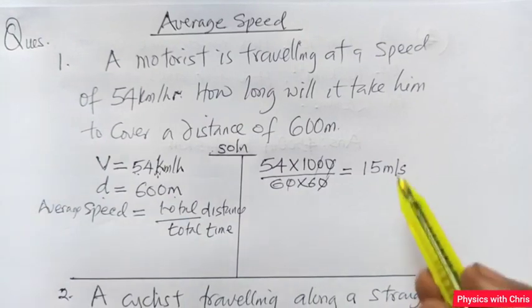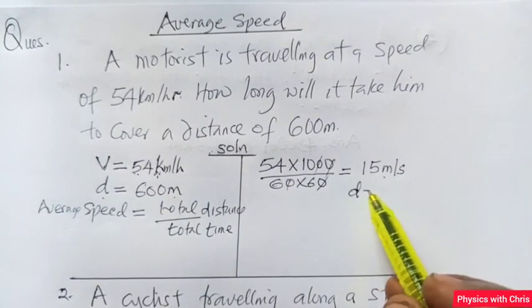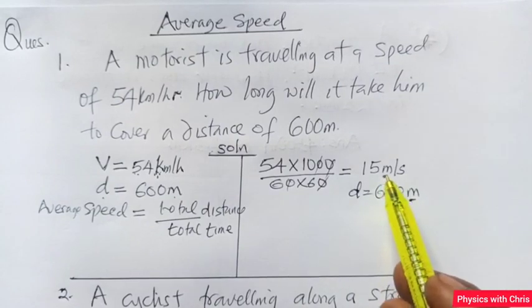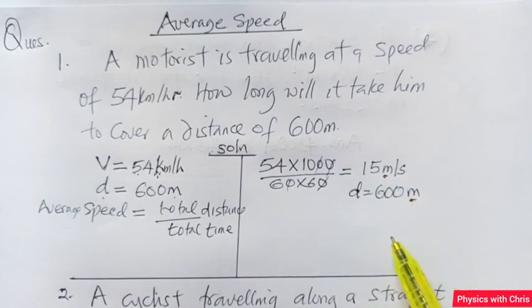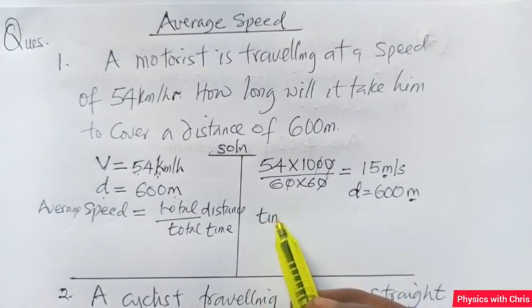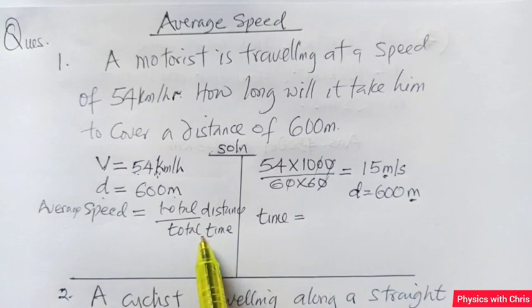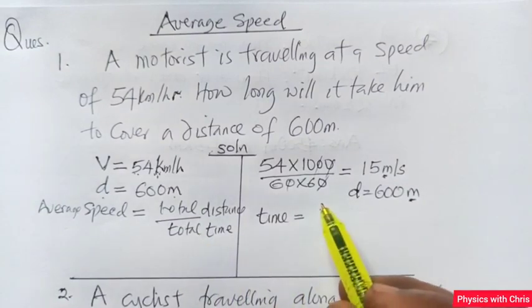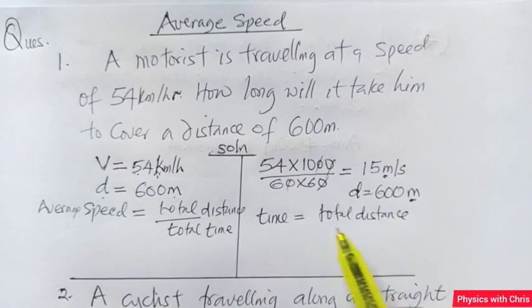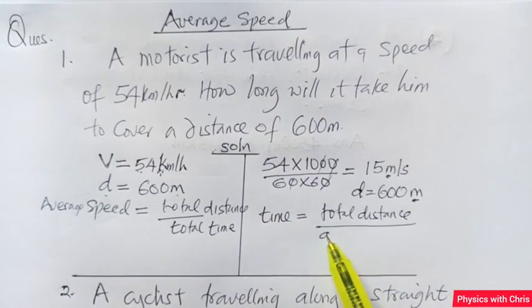So that now we have meter and our distance is 600 meters. You can now see that this unit will agree. We can now work with meter and meter. Okay? So the total time taken, T, if we make that the subject of this equation, is going to give me total distance divided by the average speed of the motorist.